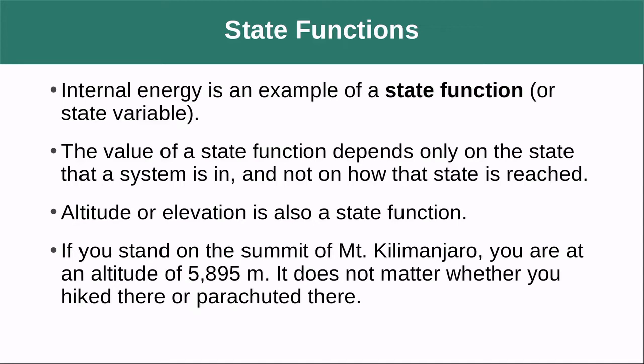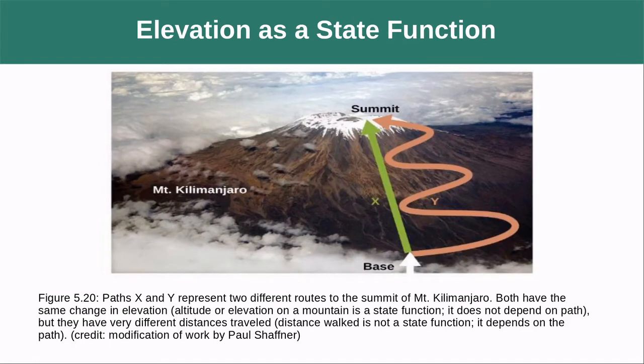An example of this might be altitude or elevation. For instance, your potential energy difference will be the same going from the base of the mountain to the top, regardless of what path you took to get there. You're still going to have the same difference in potential energy, just so long as we know the end point and the beginning point.